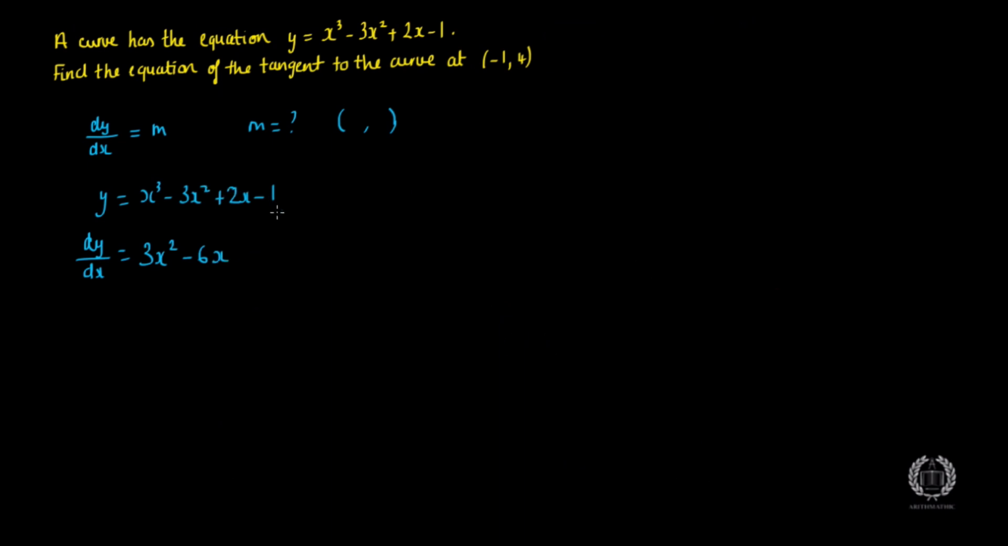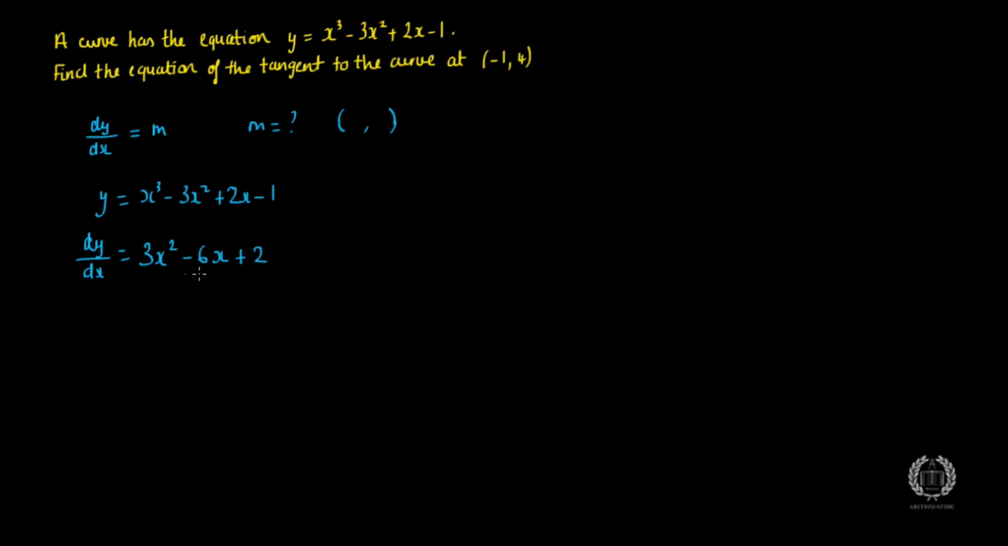Now with 2x, if this is just x, when you differentiate 2x, it's just going to be 2. Again, why? Because 1 times 2 is 2, but then 1 minus 1 is 0, x to the power 0 is 1, so it's just 2. And then if you differentiate a number, you get nothing. So you've got your differential here, 3x squared minus 6x plus 2.